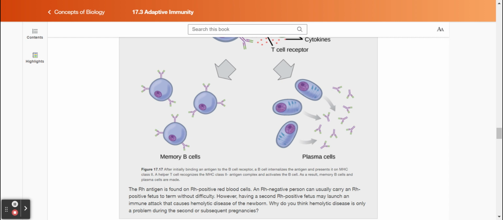Figure 17.17. After initially binding an antigen to the B cell receptor, a B cell internalizes the antigen and presents it on MHC class II. A helper T cell recognizes the MHC class II antigen complex and activates the B cell. As a result, memory B cells and plasma cells are made.